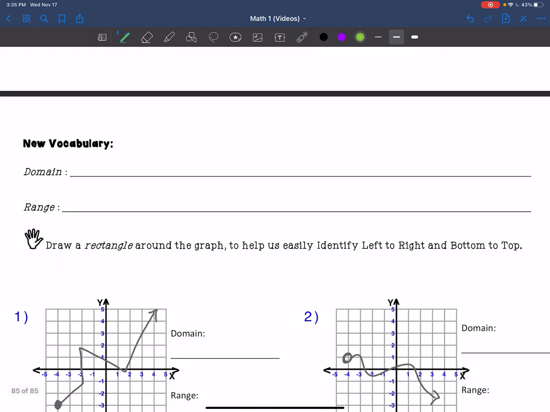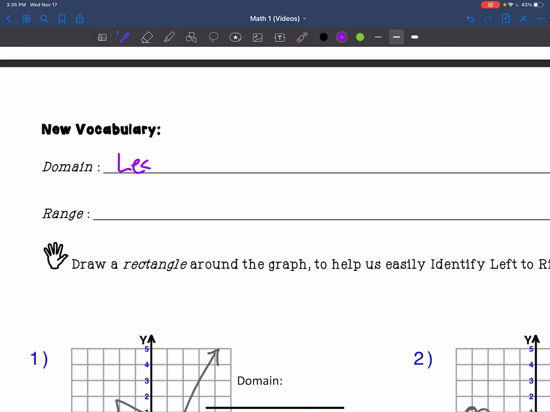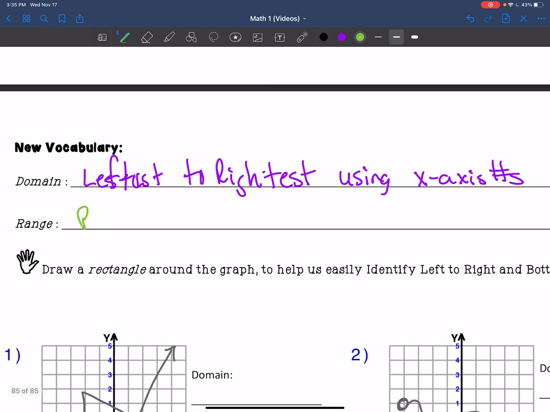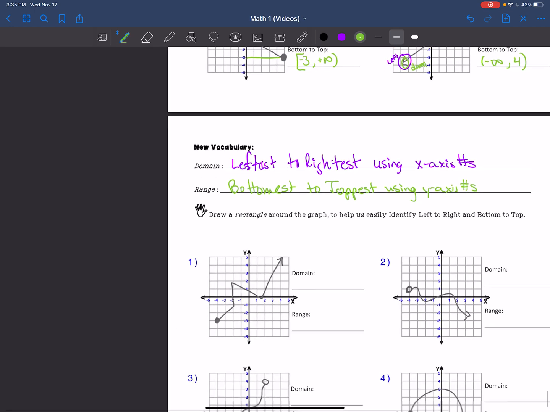So let's look at domain and range. So domain is the leftmost to the rightmost, which is what we've been doing, but now we have a name for it, using x-axis numbers, versus the range, which is the bottommost to the topmost, using y-axis numbers. Okay, so just like before.